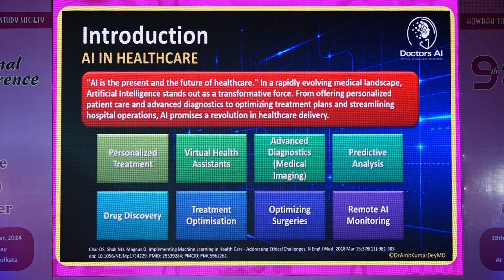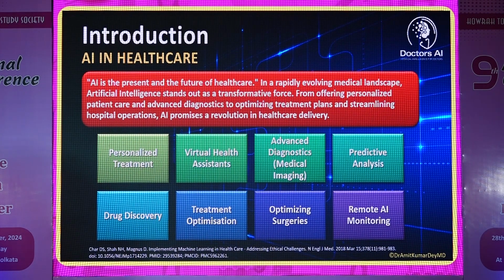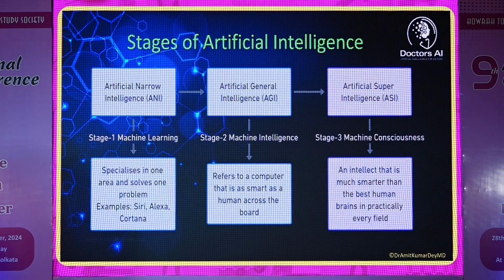If you look at the whole spectrum of artificial intelligence, you will find a lot of application of AI in personalized treatment, which is precision care. In virtual health assistants, this is where generative AI is being used. And we are using a lot of AI in radiology, in medical diagnosis, in predictive analytics using machine learning, and drug discovery. A lot of AI is being used through robotics in treatment optimization, and telemedicine will also be enhanced using remote AI monitoring. The thing we need to understand is, which stage of artificial intelligence are we in?